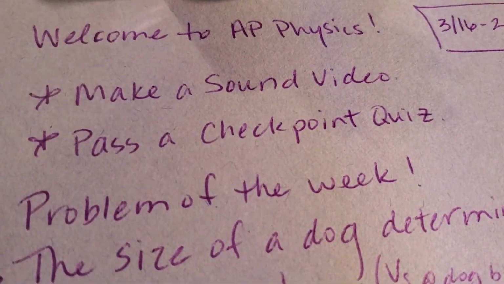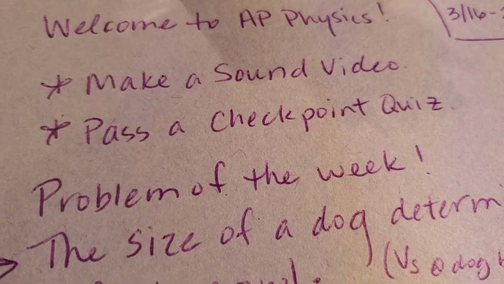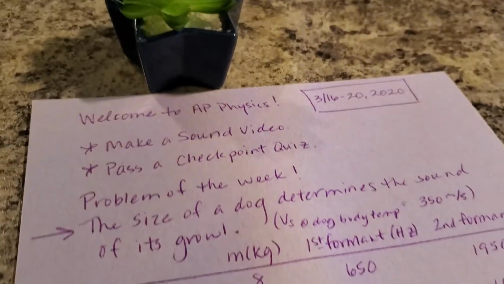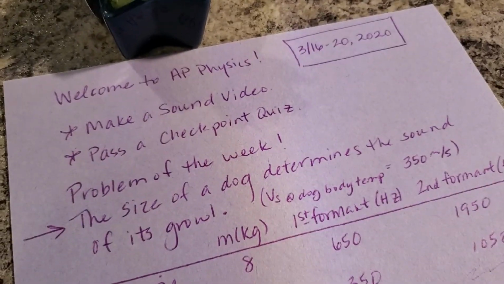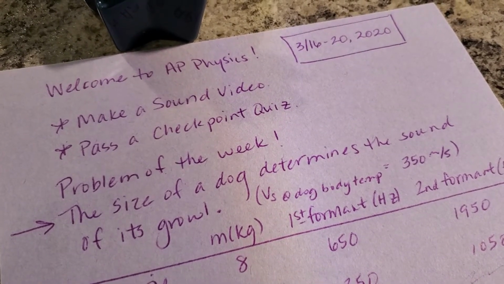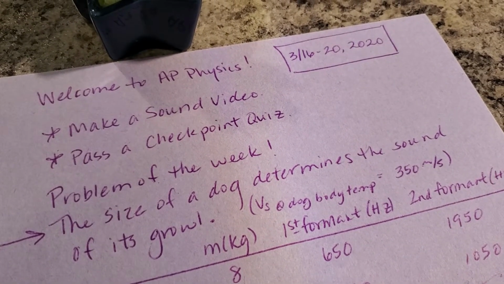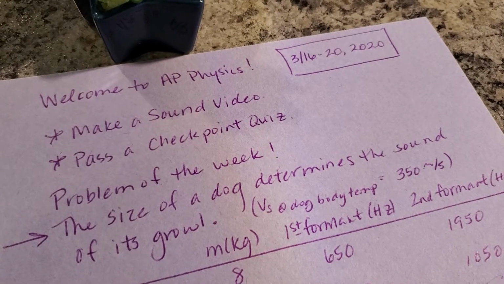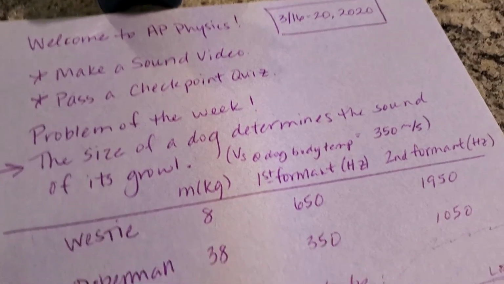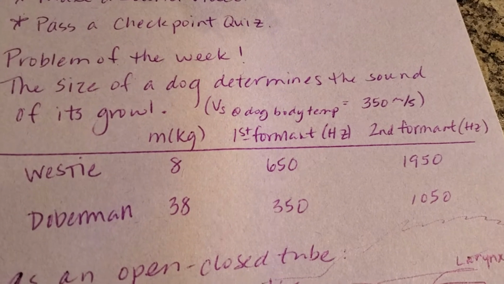Get your notebook out. This one is about a dog growling. Did you know the size of the dog determines the sound of its growl? And for this, we'll be using the speed of sound at dog body temperature at about 350 meters per second. So copy that part down and let's get some of this information here.